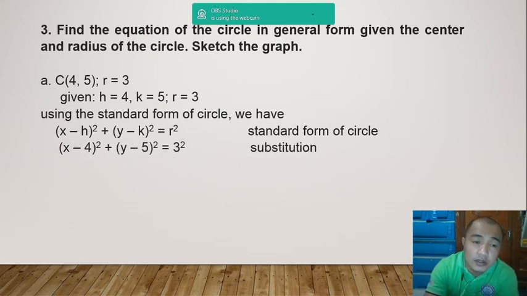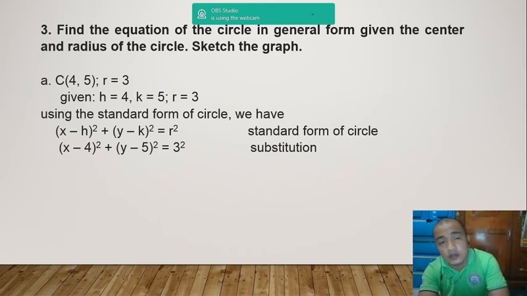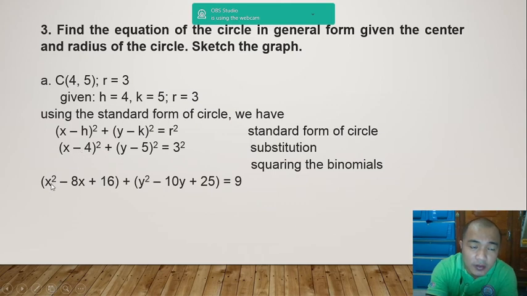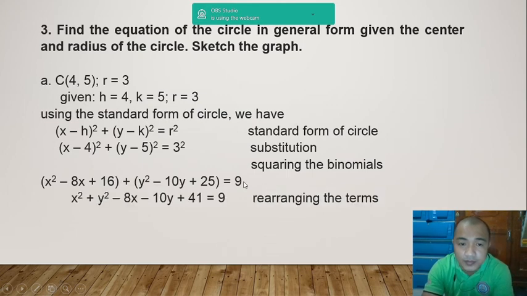Yun, x minus 4 quantity squared plus y minus 5 quantity squared equals 3 squared. Then, square natin yung x minus 4 we have here. x squared minus 8x plus 16. Square mo yung y minus 5. y squared minus 10y plus 25. Then, square mo yung 3, which is 9. Then, rearrange the terms. Annex natin yung x squared and y squared, followed by minus 8x, followed by minus 10y.